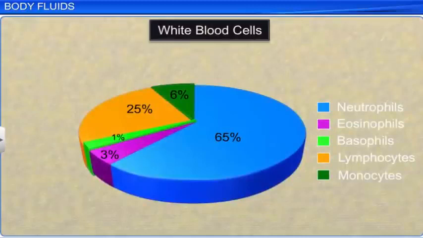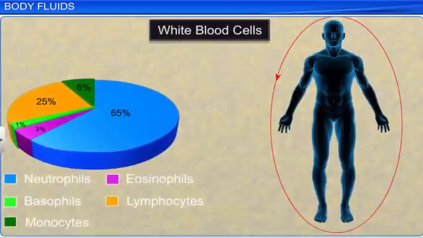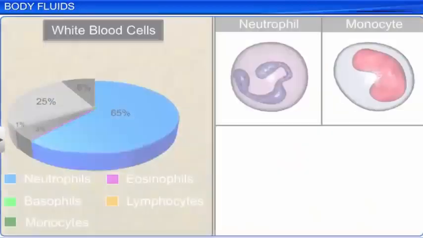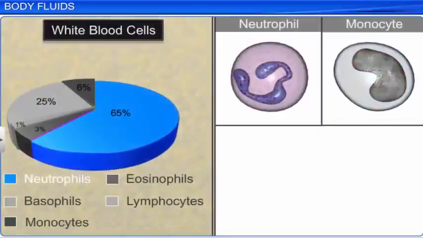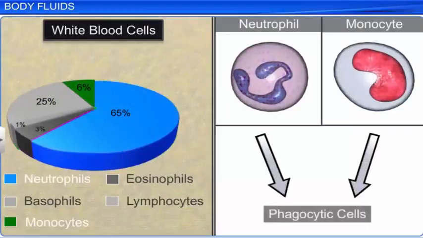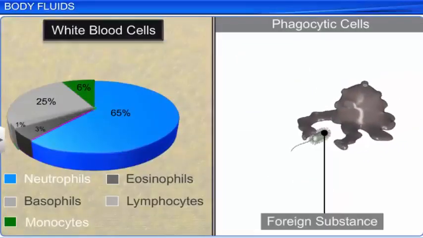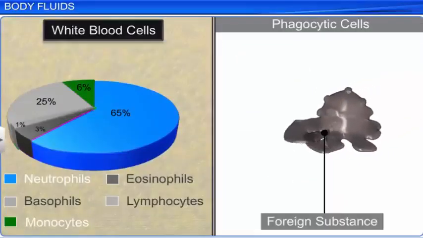The chart displays the composition of different types of WBCs in blood. Each of these cells has a specific function in the defense mechanism of the human body. For example, neutrophils and monocytes act as phagocytic cells and destroy foreign substances by engulfing them.